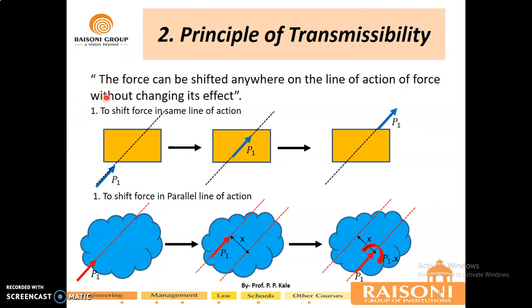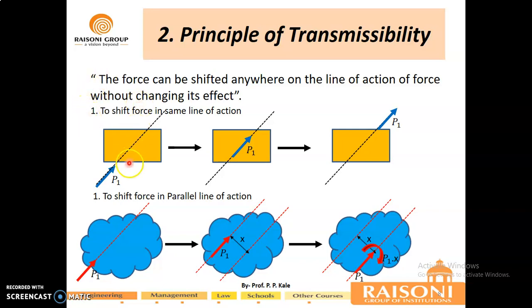MES. Now the second principle is the principle of transmissibility. It states that the force can be shifted anywhere on the line of action of the force without changing its effect. There are two criteria for shifting of force. The first criterion is to shift the force in the same line of action, and the second criterion is to shift the force in its parallel line of action.